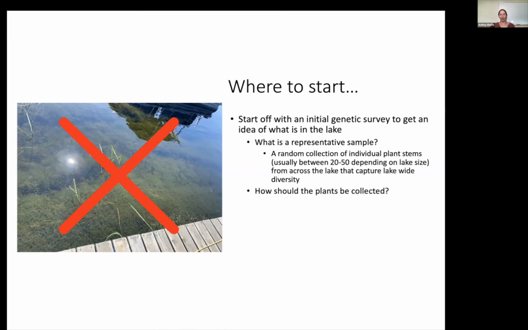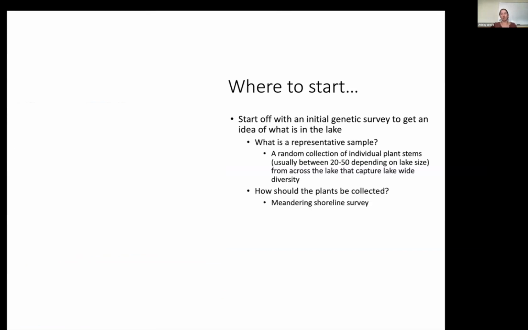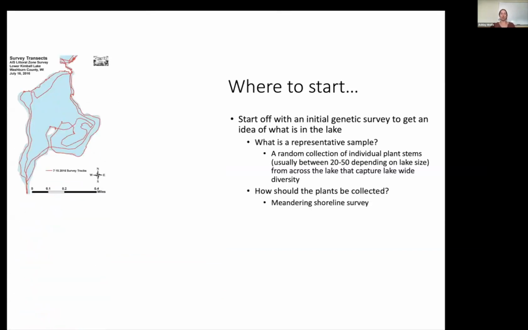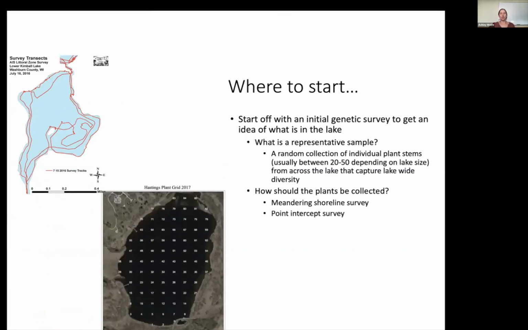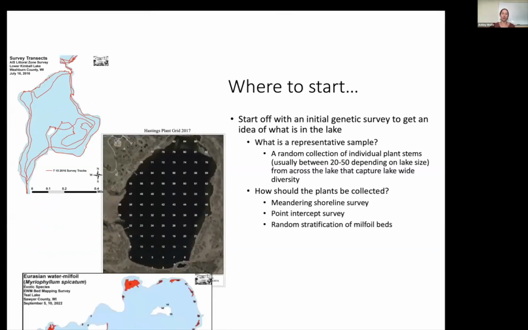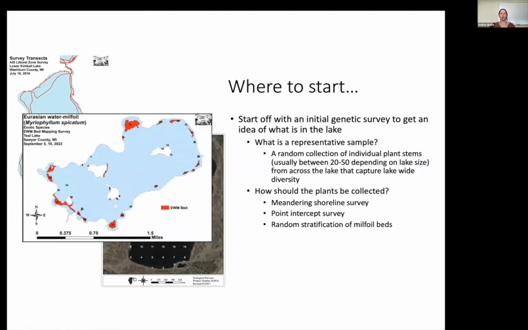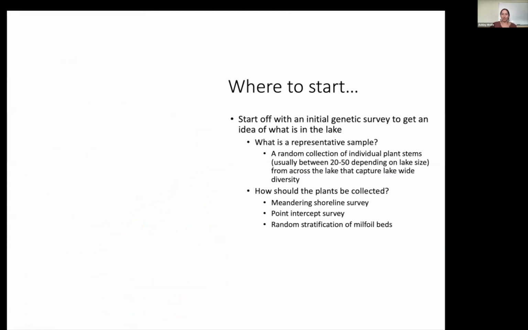With that being said, how should those plants be collected? There are many different ways that they can be collected. They can be collected through a meandering shoreline survey or a point intercept survey. We could do random stratification of milfoil beds. Depending on what your state agencies require, or how the lake is set up, that determines the best method of sampling.